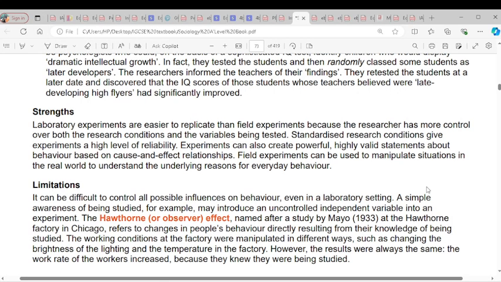Field experiments can be used to manipulate situations in the real world to understand the underlying reasons for everyday behavior, like that of the teachers turning themselves to become psychologists. So it's a field experiment. Because it's a field experiment, they try to change the situation or scenario, which allows them to get different information about the day-to-day behavior of people.